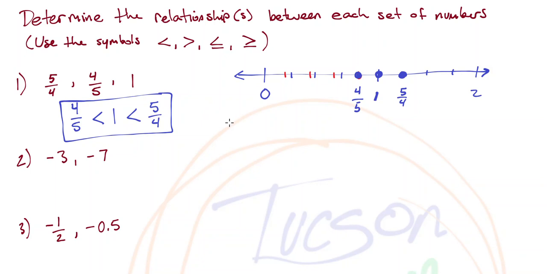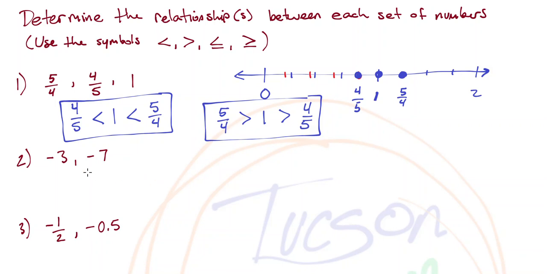Now I could have done it the other way. I'd go from biggest to smallest. So 5/4 is greater than 1, which is greater than 4/5. That would maybe not be the standard way to show this. Usually we like to go from smallest to biggest, but both of those answers are correct.